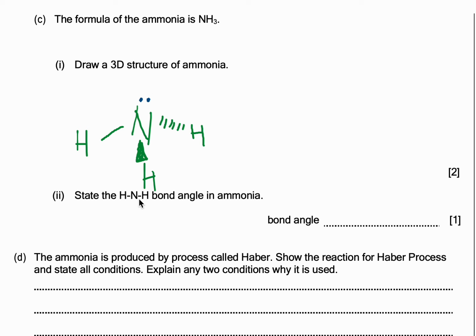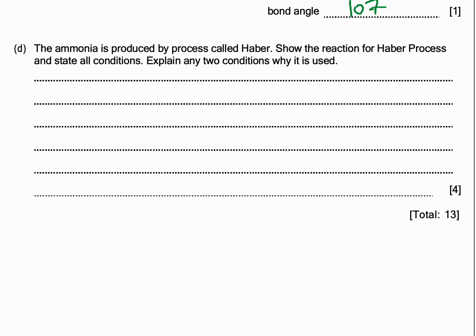And state the HNH bond angle in ammonia. So because this lone pair occupies more space, it pushes the hydrogens downwards, making the bond angle smaller than the normal tetrahedral structure. So in this case it will be 107 degrees. So 1 point. And the last question, ammonia is produced by a process called Haber.